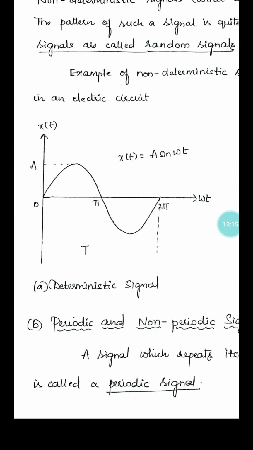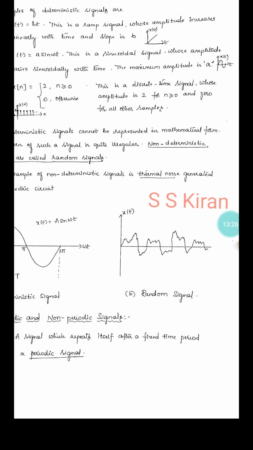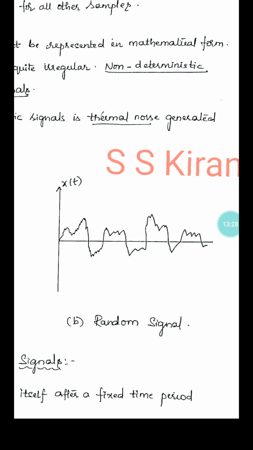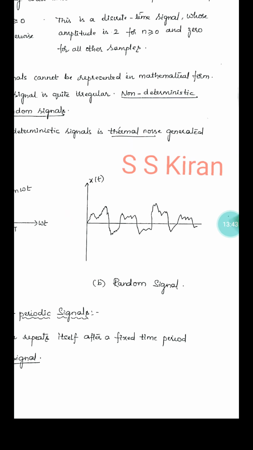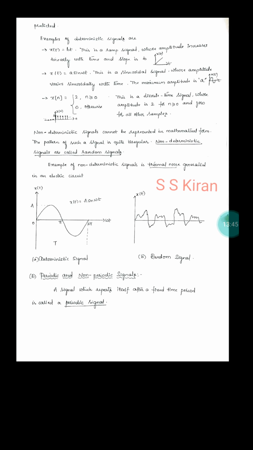The mathematical expression of the sinusoidal signal is x of t equal to a sin omega t. This is called a deterministic signal. Coming to this random signal, we cannot represent it with a mathematical expression because it has different amplitudes and different time periods. It is like a random noise signal. Noise signals cannot be represented in mathematical form. This is the main difference.